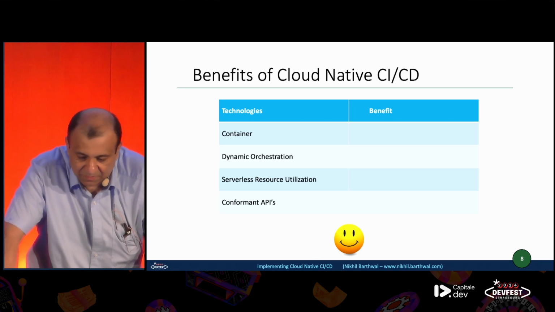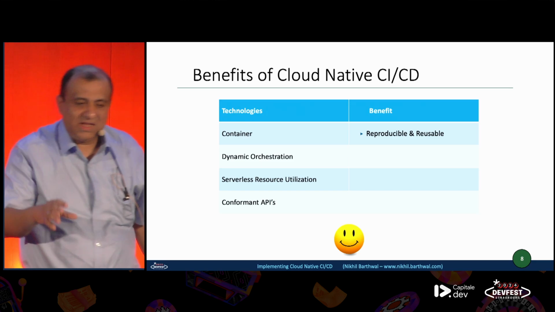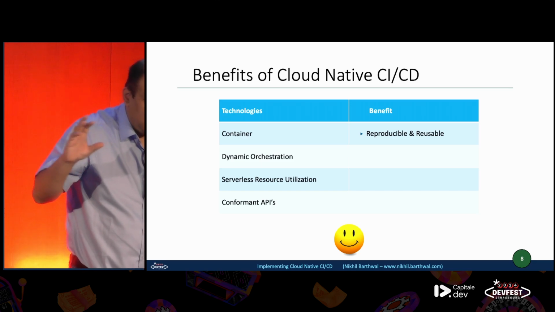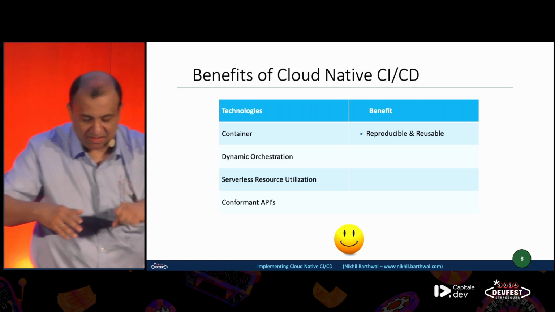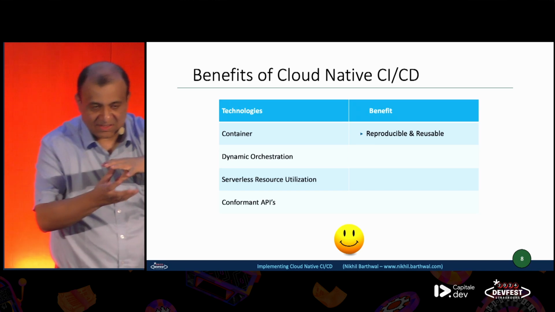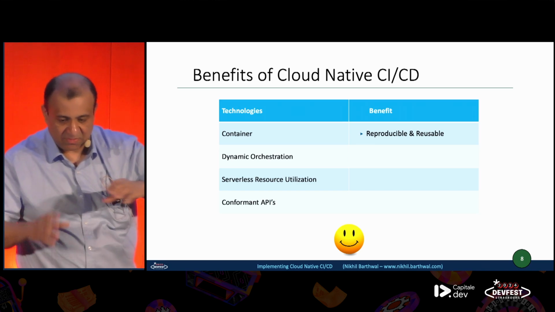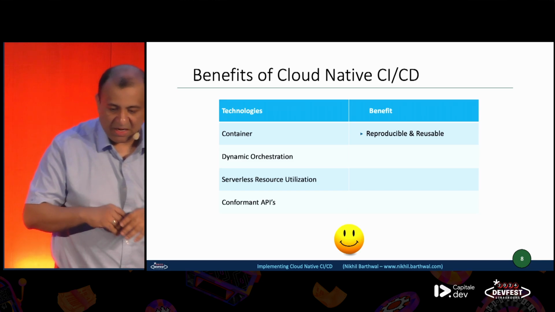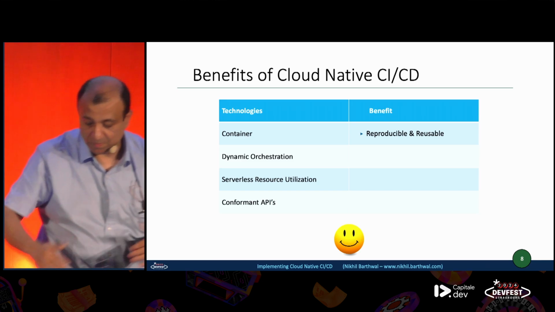For the first part, containers give us reproducibility and reusability. We don't really have the problem of environments being different, right? Because once I have the container that packs my service along with all the dependencies as one single unit, I can take it anywhere I want. So it's easily reproducible, it's easily reusable. I don't have surprises like it works on my machine, but it doesn't work on the cloud.